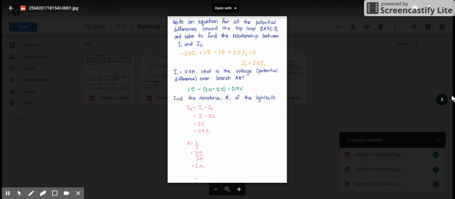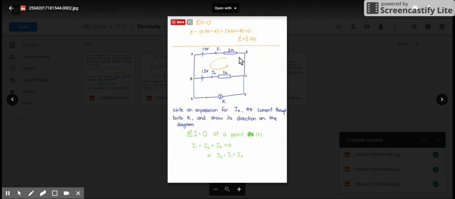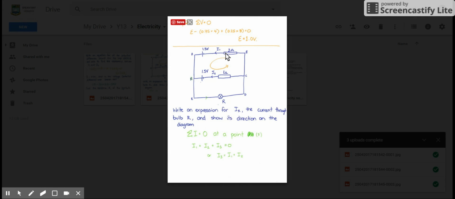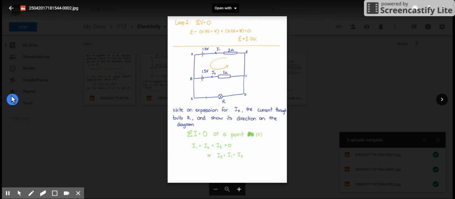Okay, if we look at this diagram again, you'll see I've drawn it on. I'm starting at point B. I'm going to go through the resistor, then I'm going to go through the battery, then I'm going to go through the other battery, then I'm going to go through the other resistor till I get back to there.